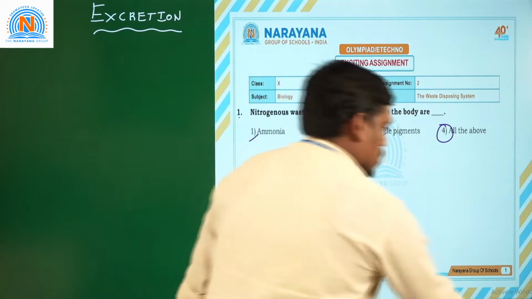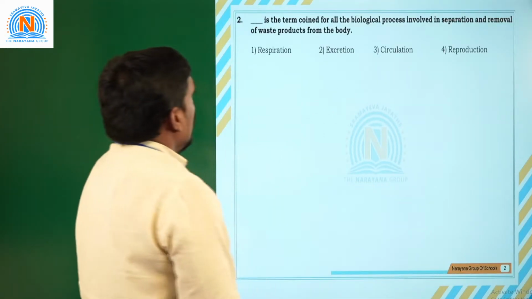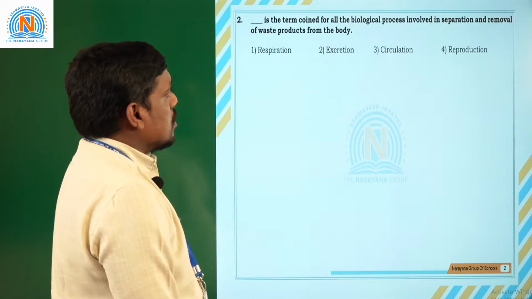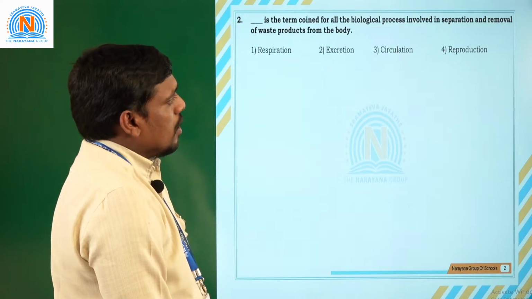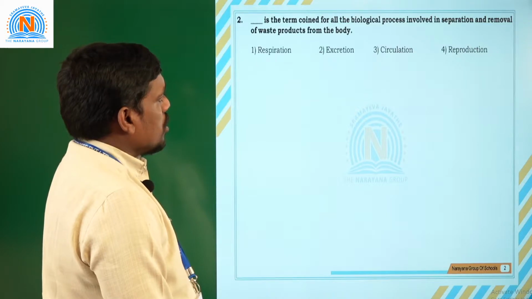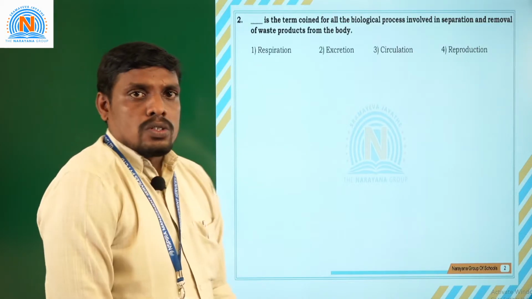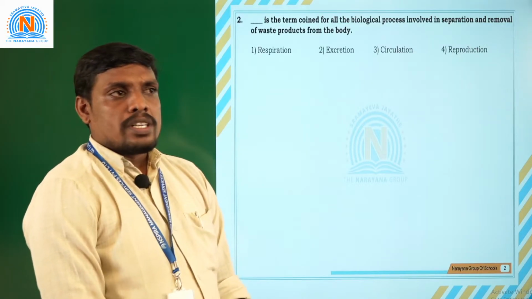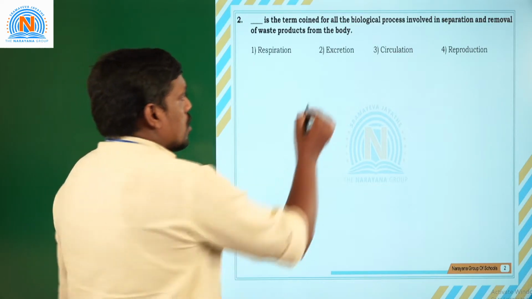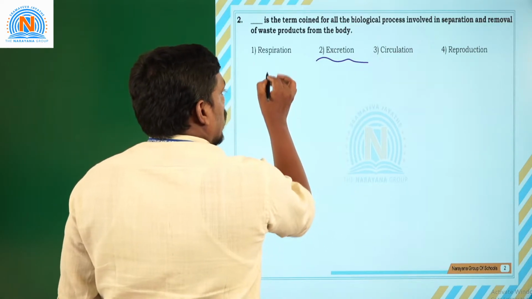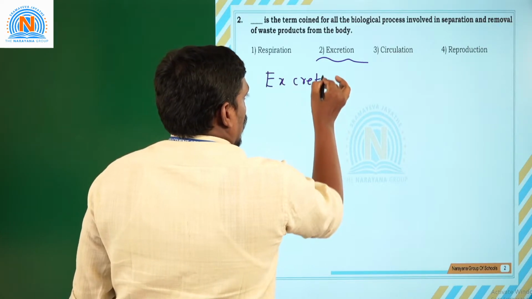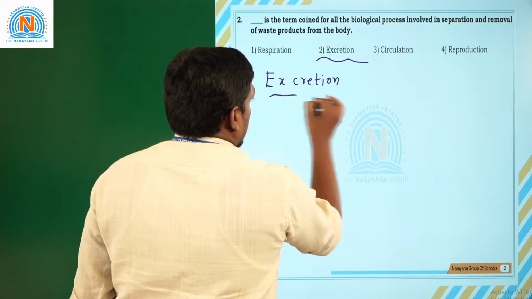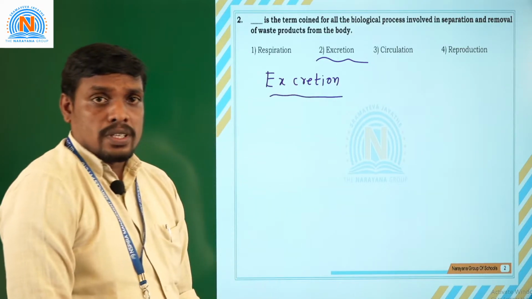Next question, students. What is the term coined for all the biological processes involved in separation and removal of waste products from the body? The separation and removal of waste products from our body occurs by a system called the excretory system, or excretion. So, option 2 is the correct option for this question.